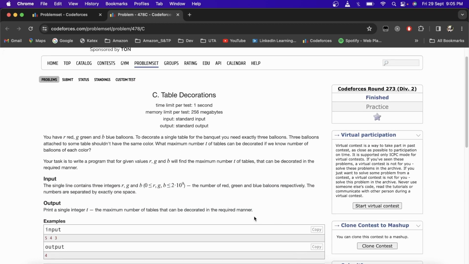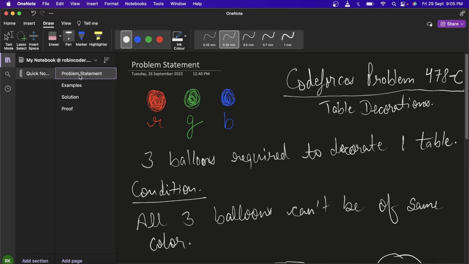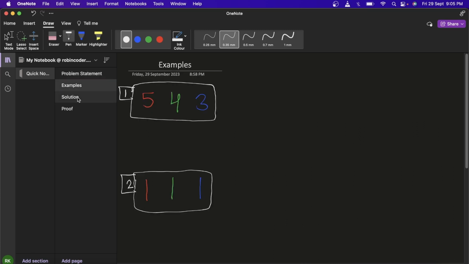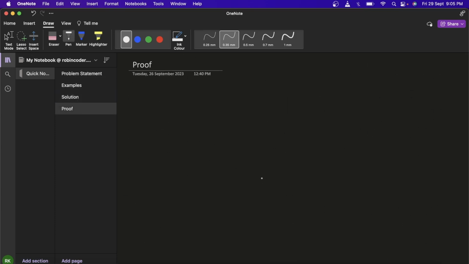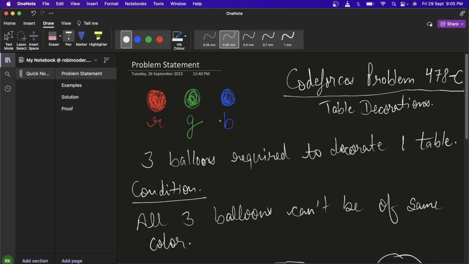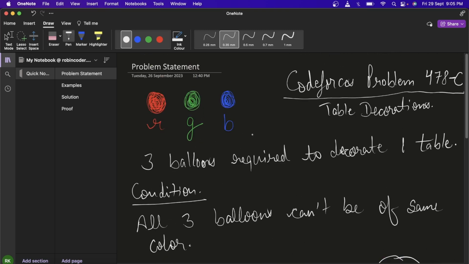First we'll go through the problem statement, then we will see some examples, and then I will describe the solution, and finally we will go to the proof. So yeah, let's start with the problem statement.